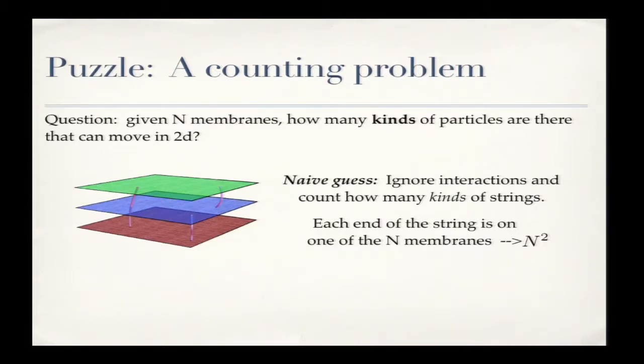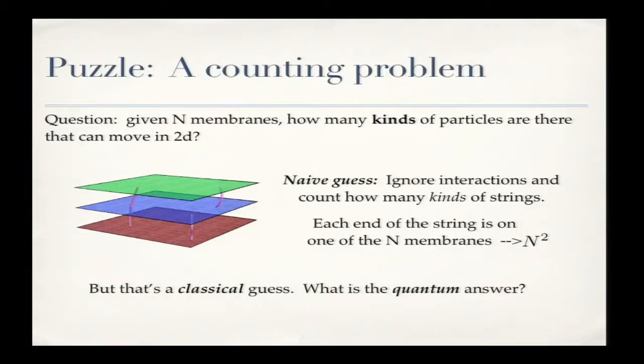But as these words suggest, this is a little naive because we didn't take into account the interactions of the strings with each other. So in some sense, this is just a classical guess. The question is, what is the quantum answer once we take into account the interactions between the strings? On the next slide, I'll tell you what the quantum answer is, and then I'll tell you it's not going to be n squared, it's going to be something different, and then I'll tell you why that's so puzzling.